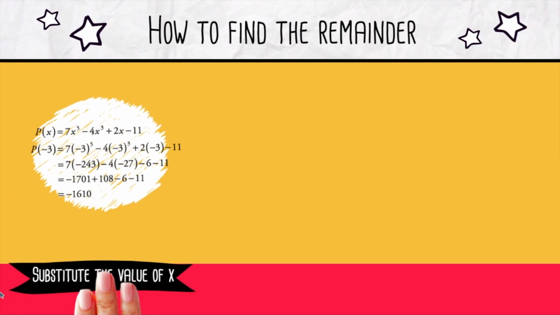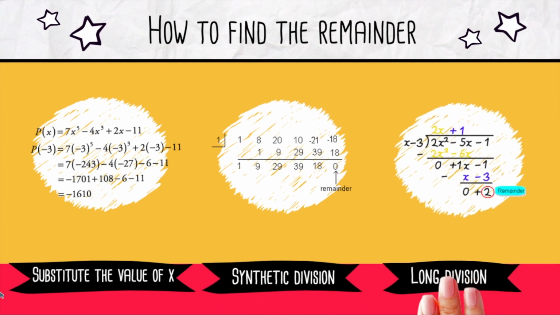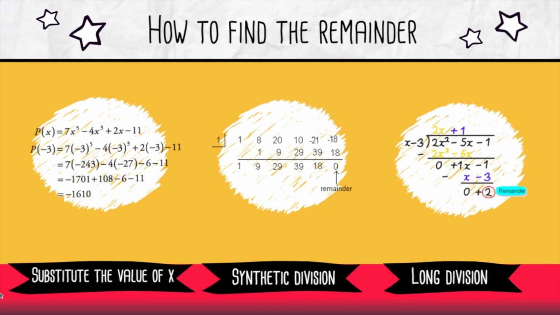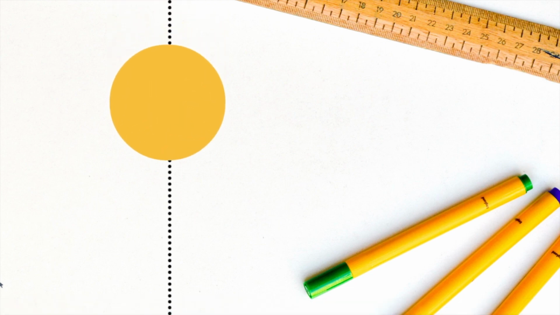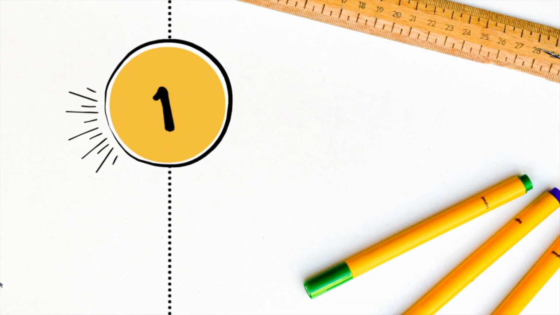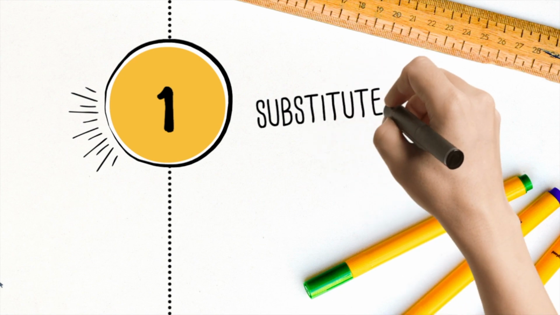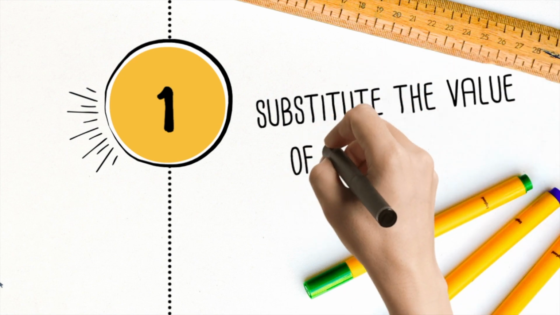There are 3 methods in order of the easiest to the hardest. Which one will you choose? Choose wisely then. Let's begin with the first method, shall we? And of course, this is the easiest way. For the first one, you just substitute the value of x in the equation, which is similar to the meaning of the remainder theorem.